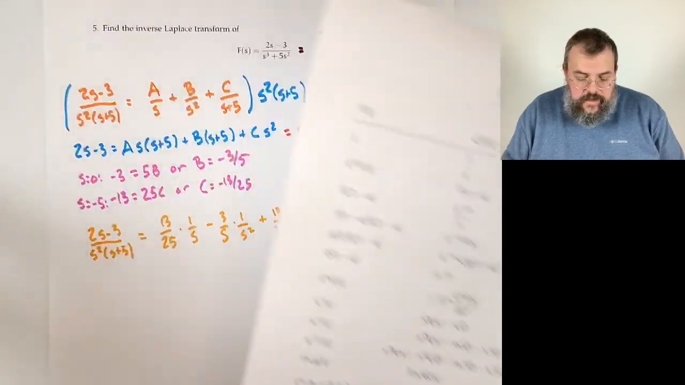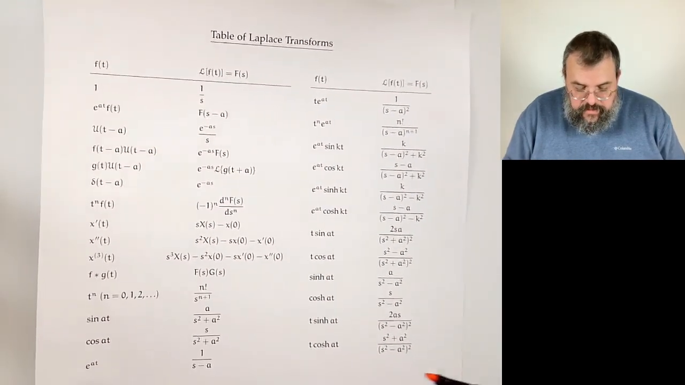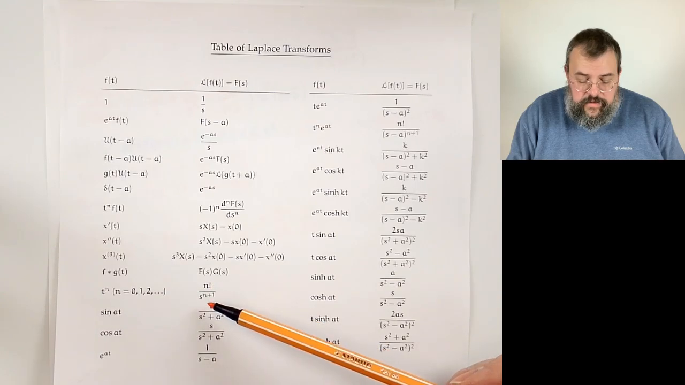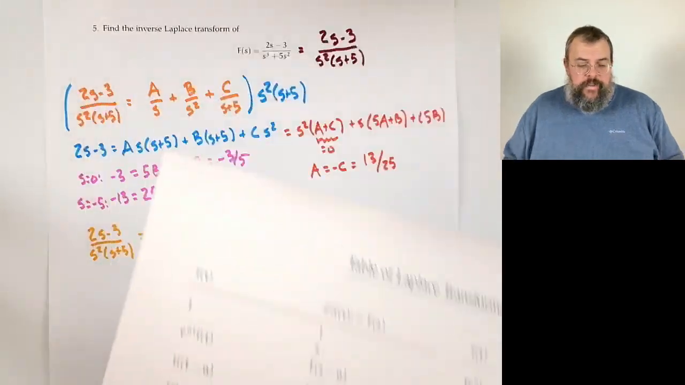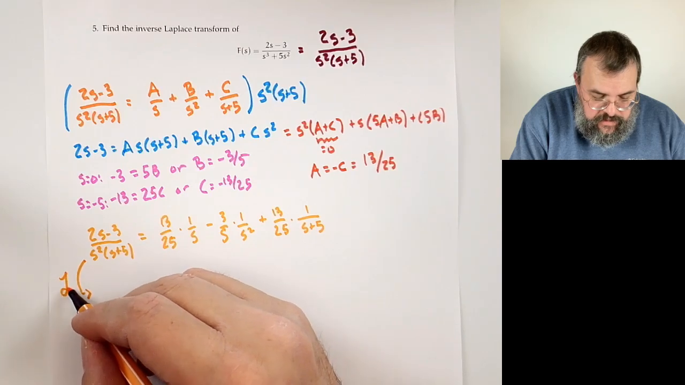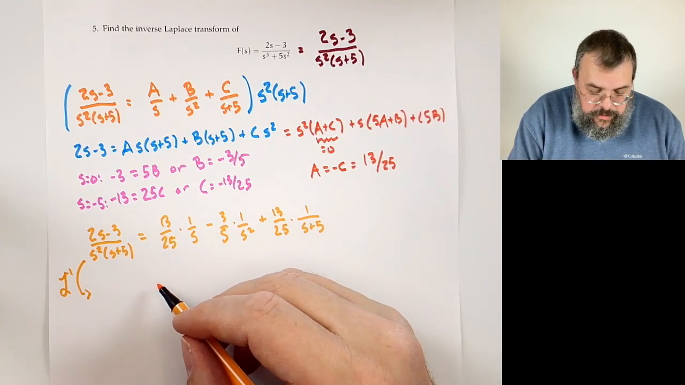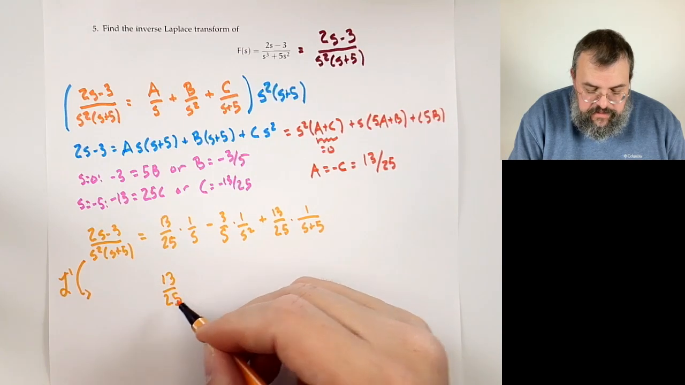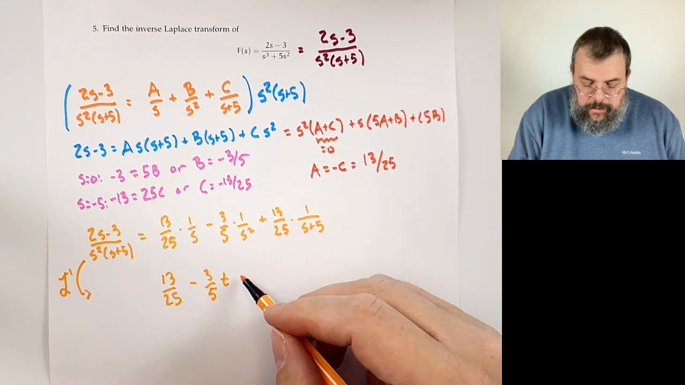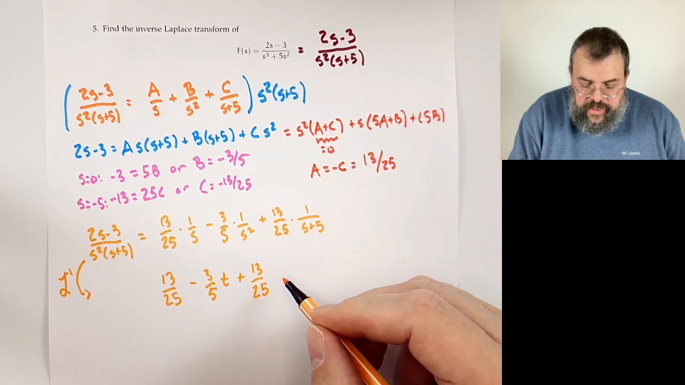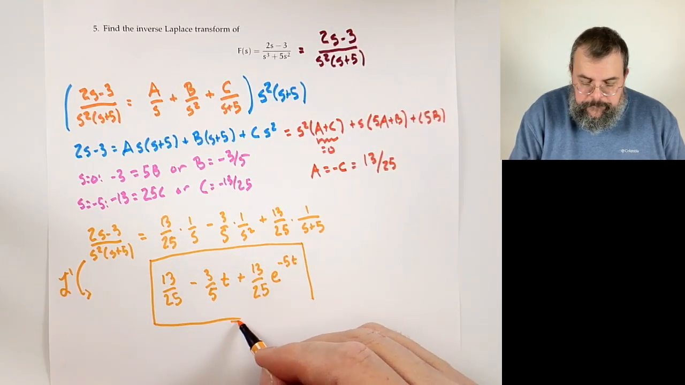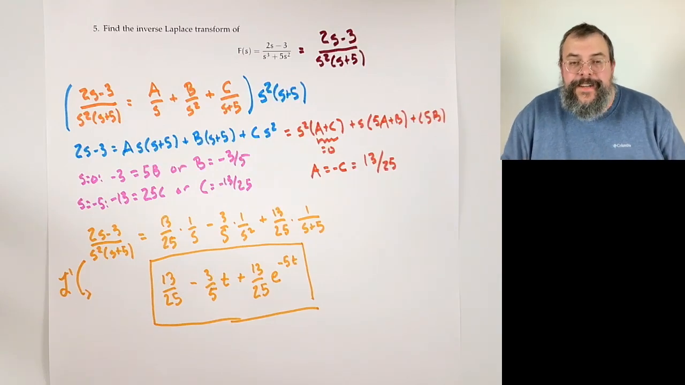function. And, okay, s squared downstairs. 1 over s squared, well, that's coming here. So if you look at that, s squared would be n equals 1. 1 factorial over s squared. Great. Well, that means it becomes t. So we now have, taking the inverse Laplace of both sides, 13 over 25 times 1 minus 3 over 5 times t plus 13 over 25 e to the minus 5t. And that's it. There we go.